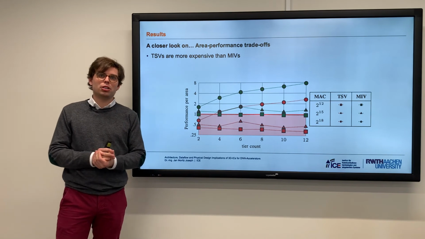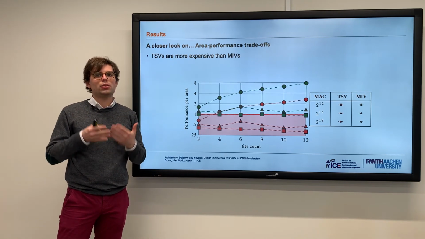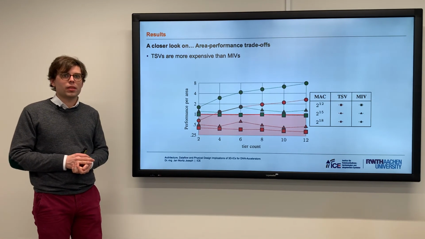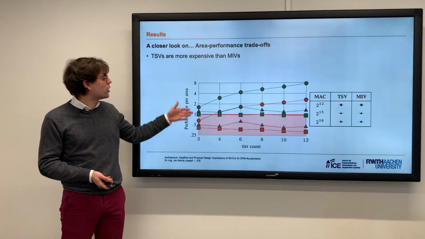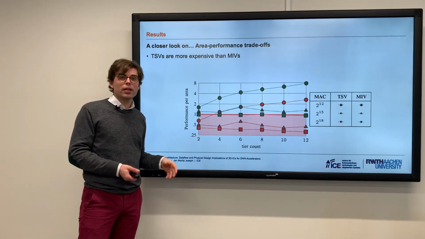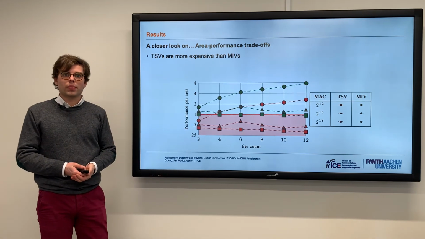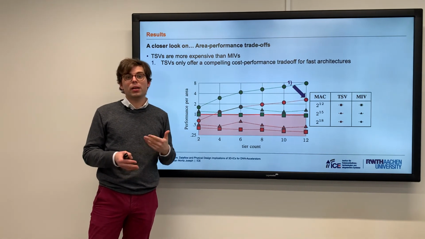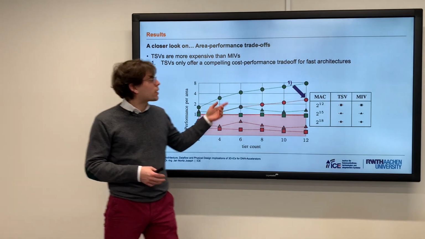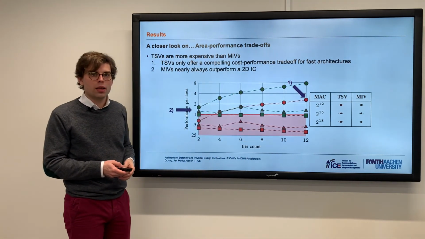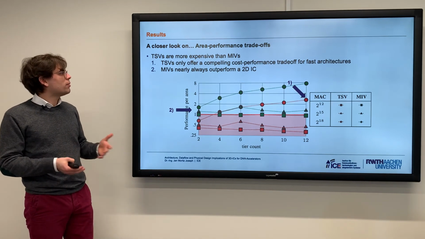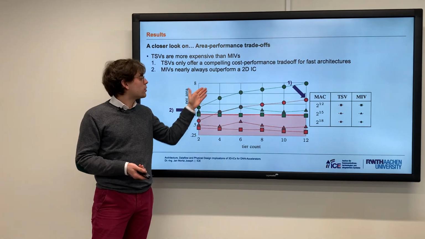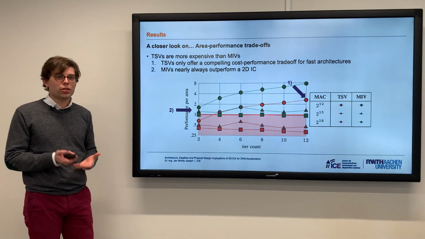Finally, I would like to draw your attention to area. As I said, TSVs and MIVs require a lot of area. So naturally, your design will be larger than in 2D. But is it worth it? To investigate this, we have drawn here the performance per area depending on the tier count for a certain workload per example. What you can see here is that first, TSVs only offer a compelling area performance trade-off for very fast architecture like this instance here. For MIVs, the story is better. MIVs nearly always outperform 2D ICs. As you can see, only for the small example this is not the case, but for all the other examples, they outperform them. So that is really cool.